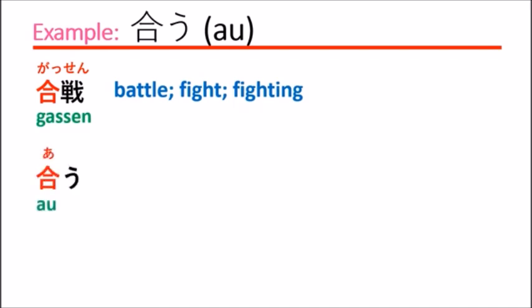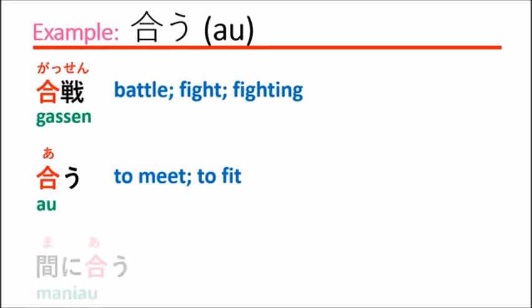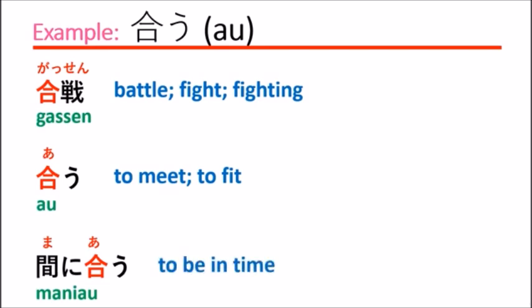Au, which means to meet or to fit. Maniau. If you read very slowly, maniau. If you read faster, maniau. Maniau means to be in time. Maniawanai, not to be in time, right?